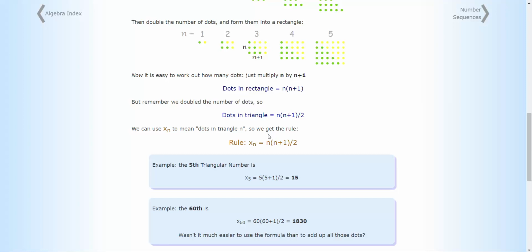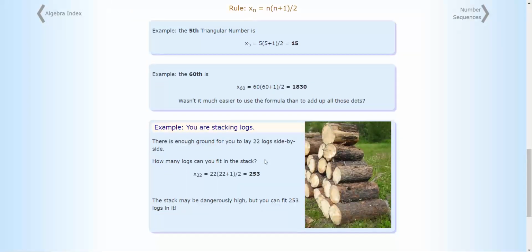So now if we go for 60, then we know that 60 multiplied by 61, and then we divide it by 2. Alright. Say you have enough ground to lay 22 logs side by side. How many logs can you fit in the stack? So it's 22 multiplied by 23 divided by 2, and you can fit 253 logs in it.